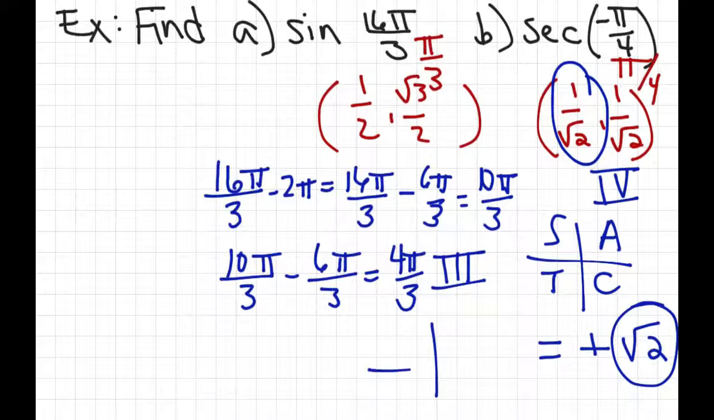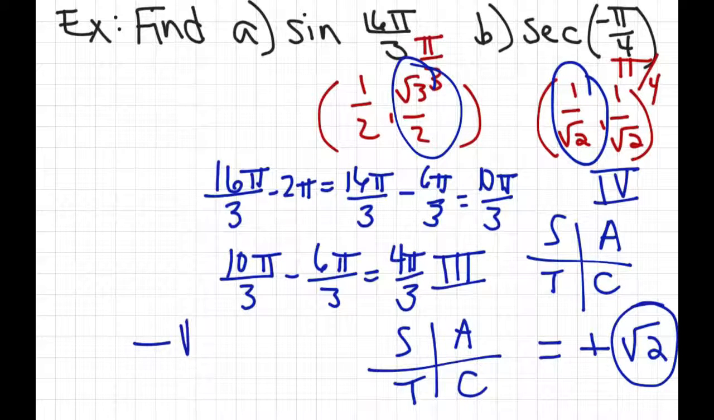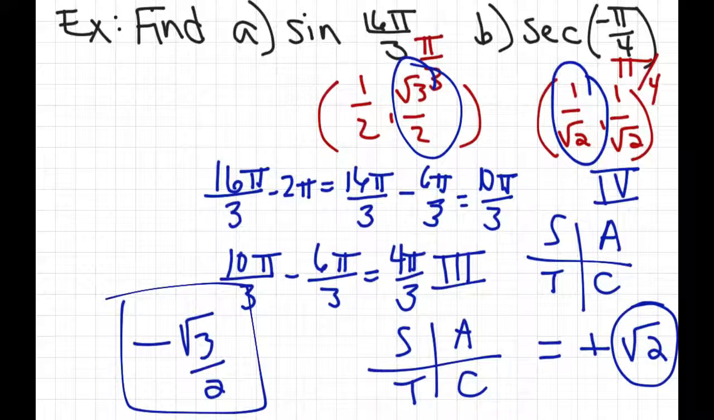So now in quadrant 3, are sines positive or negative? They're negative. So the answer is going to be negative sine of that reference angle. So it must be negative square root of 3 over 2.